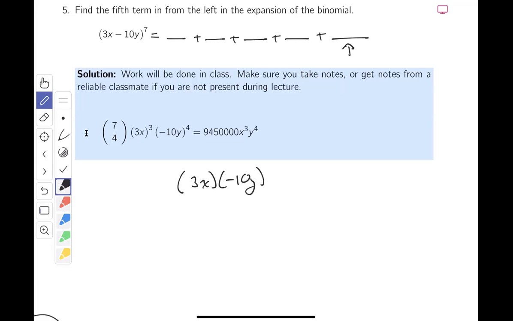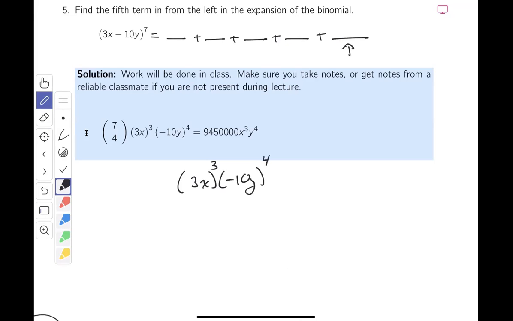Let's talk about the 3x first. 7, 6, 5, 4, 3. I'll write that down for you. Let's talk about the next guy, which is minus 10y. 1, 2, 3, 4. Let me put that down for you. We'll do the computation later.